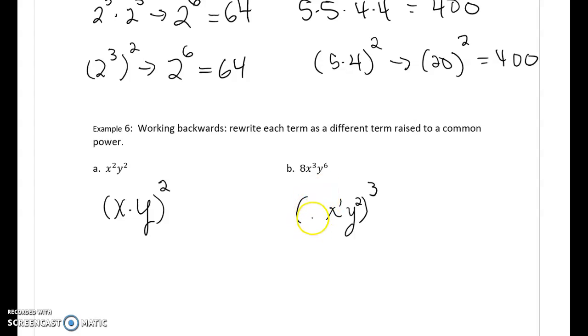What would go here right where the 8 was? What do you think? If you said 2, you're right, because 2 cubed would give us 8.